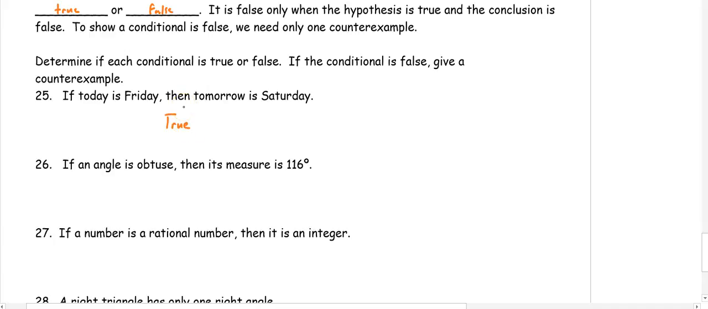26, if an angle is obtuse, then its measure is 116 degrees. This is false because it's an obtuse angle. Remember, obtuse angles have a range of greater than 90 and less than 180. So we could also have an angle that could be 170 degrees. 27, if a number is a rational number, then it's an integer. This is also false. Remember back to Algebra 1, rational numbers are numbers that can be written as fractions. So we might have a number that's 2/3. So it is a rational number, but it's not an integer. So that's why it would be false.